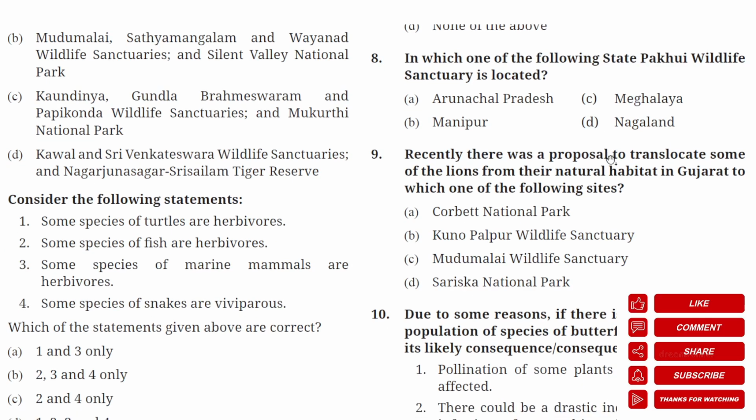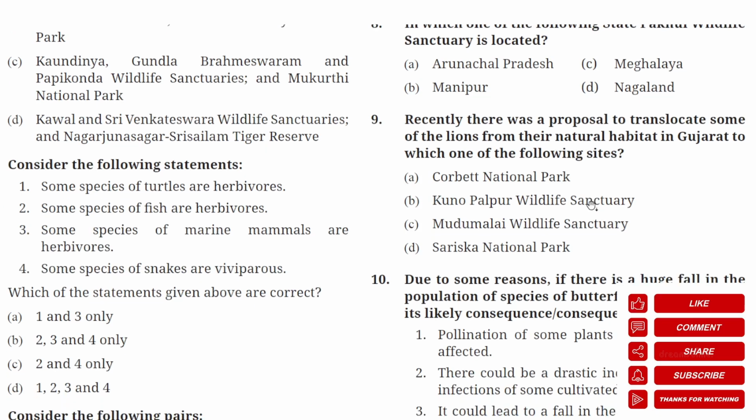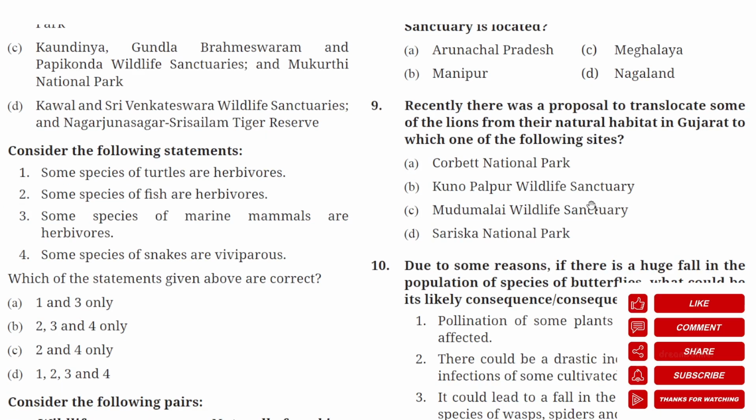Question number 9. Recently, there was a proposal to translocate some of the lions from their natural habitat in Gujarat to which one of the following sites? Okay. The answer is based on news, current affairs. So, Kuno Palpur Wildlife Sanctuary. The Environment Ministry's expert committee has approved Kuno Palpur in Madhya Pradesh as the second home for Asiatic lions found only in the Gir National Park. So Asiatic lions are basically found in Gir only, but now they are being transferred to Kuno Palpur.